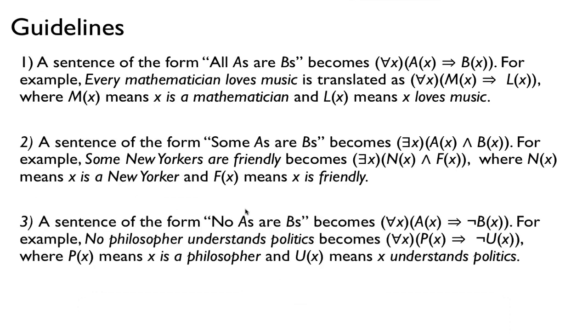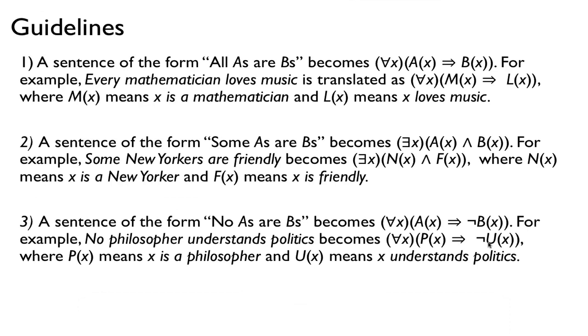And finally, no A's or B's means that you do this. You do for all x, if x has the property A, then x does not have the property B. So no A's or B's. So for example, no philosopher understands politics. For all x, if x is a philosopher, then x does not understand politics.